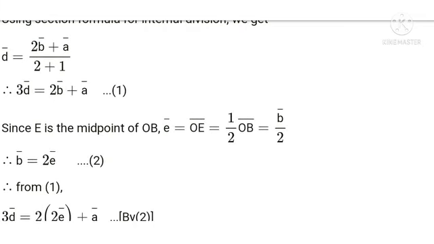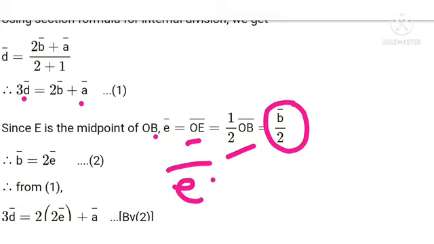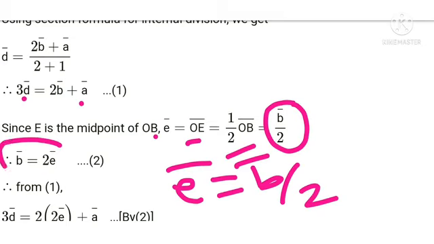So we get 3D bar is equal to 2B bar plus A bar. Similarly, E is the midpoint of OB. So we write E bar is equal to OE bar, and OE bar means half OB bar, that is B bar upon 2. So we get here E bar is equal to B bar upon 2. That is, we get B bar is equal to twice E bar.